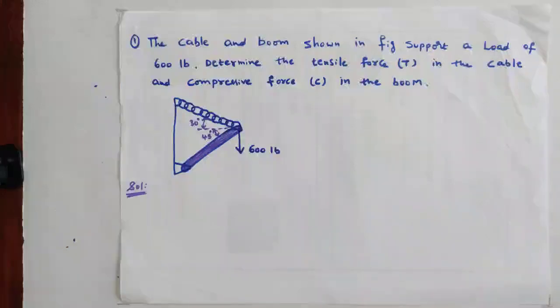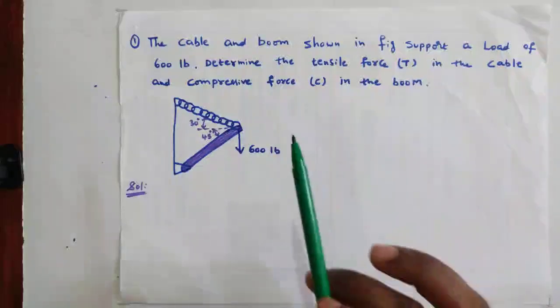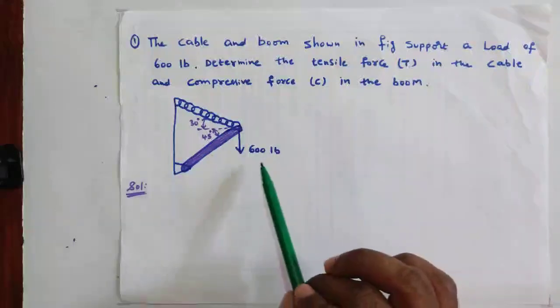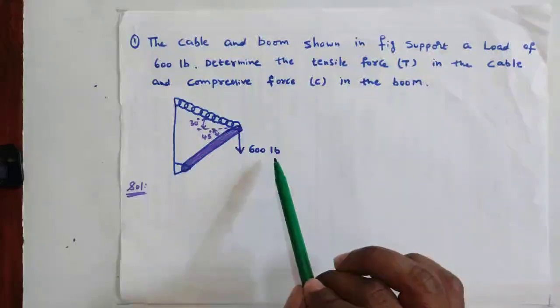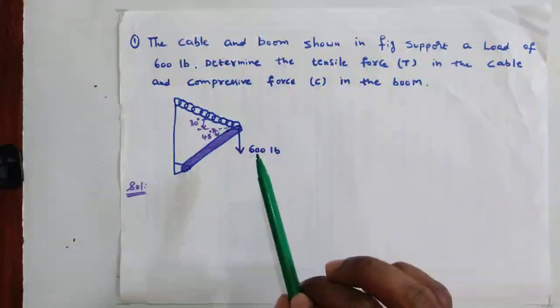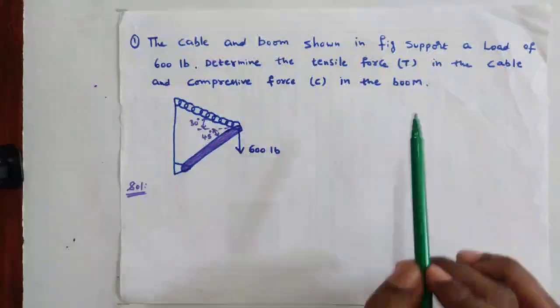Hi friends, today we are going to discuss an engineering mechanics problem. Problem number 1. The cable and boom shown in the figure support a load of 600 lb. lb means pounds, 600 pounds. Determine the tensile force T in the cable and the compressive force C in the boom.